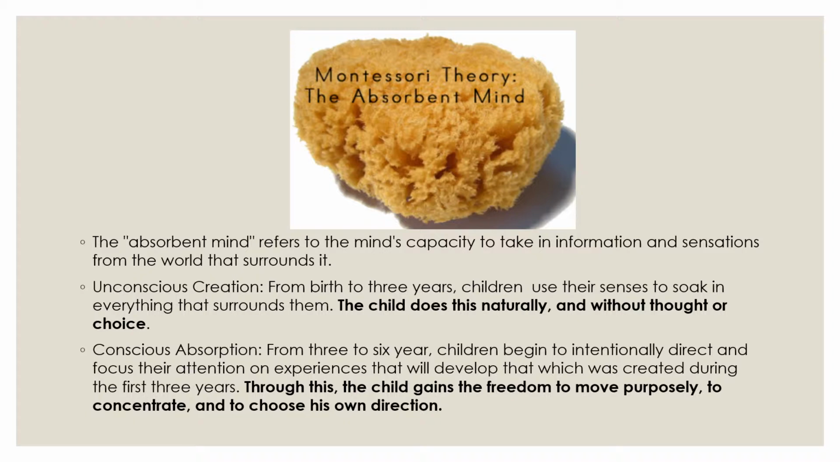And then we have the conscious absorption for the 3 to 6 age range. At this point, they're intentionally directing their focus and attention on experiences that will help develop and create different things within them that they're interested in. So through this, the child gains the freedom to move purposely and concentrate and to choose his own direction. Before the age of 3, they're not able to really have a specific purpose other than to fulfill immediate needs.